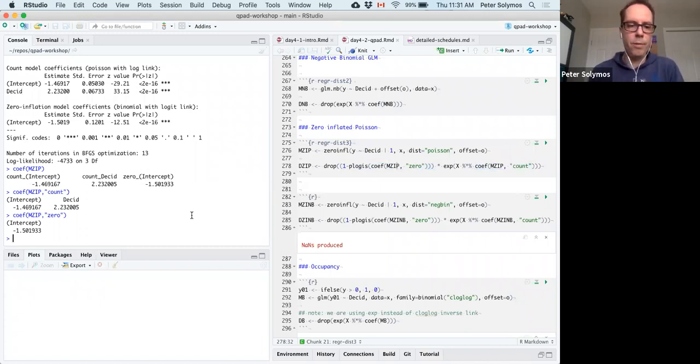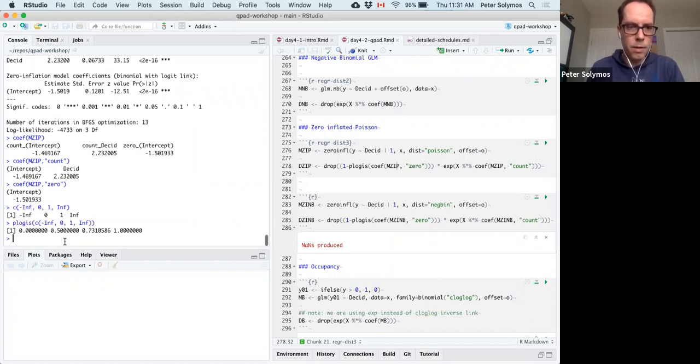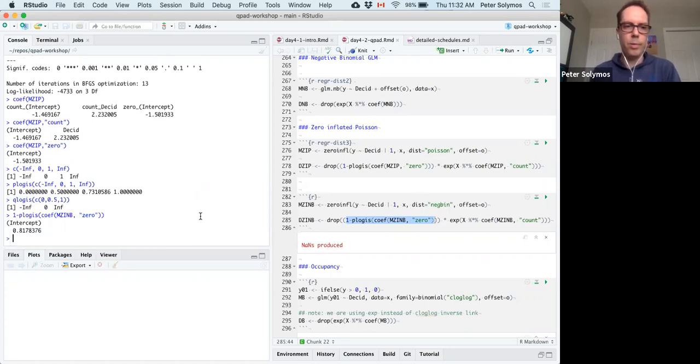So the plogis function, if you have something like minus infinity, 0, 1, plus infinity, and you want to take the plogis, then that's going to turn this into 0, 0.5, 0.73, and 1. So if I now go qlogis of 0, 0.5, 1, then I get minus infinity, 0, and infinity. So this is the logistic link function back and forth. So if you want to turn this intercept into a probability, and 1 minus that probability is going to be a probability of a non-zero, then this is what we will do, and that's 0.81.